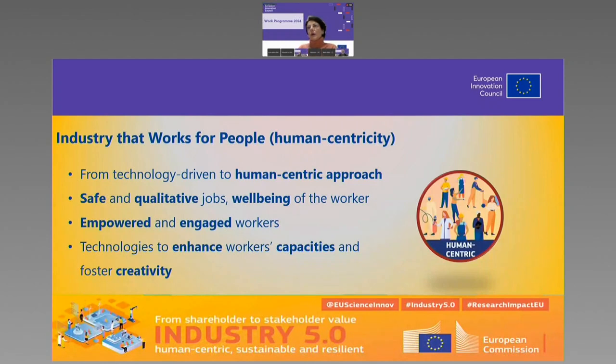So what does human centricity imply? The mission is industry that works for people, not the other way around. Changing from a technology-driven to a more human-centric approach means improved safety and well-being, empowered and engaged workers, technologies that enhance workers' capacities and foster creativity, or even adaptive training. Those are some of the issues that encompass human centricity in the Industry 5.0 context, which is extremely important, as you will see all along the challenge.